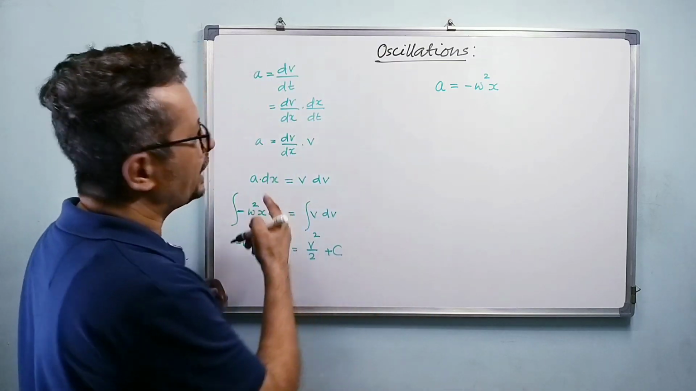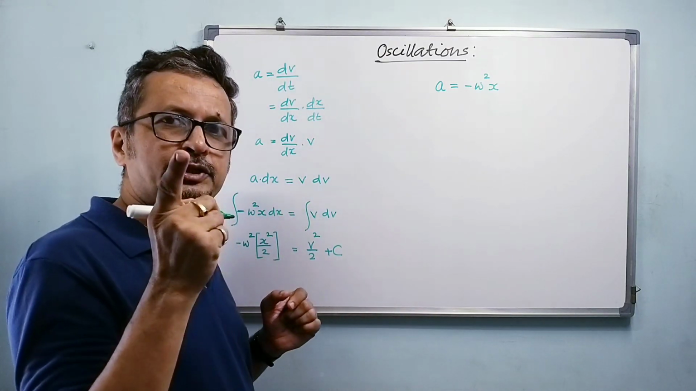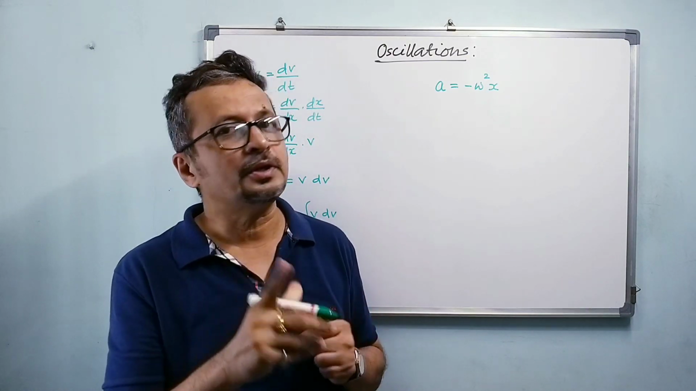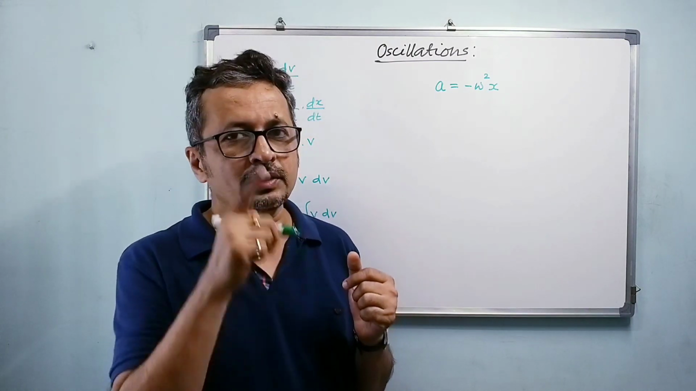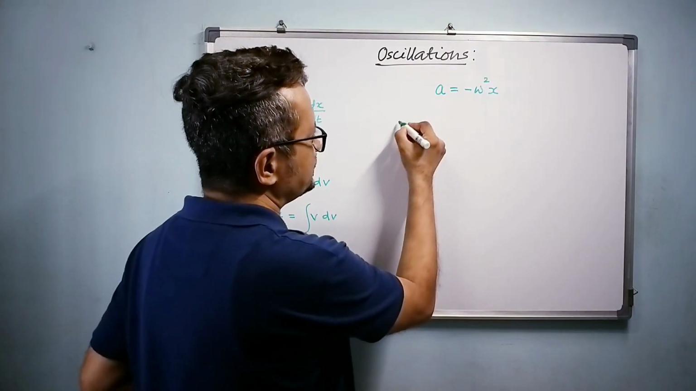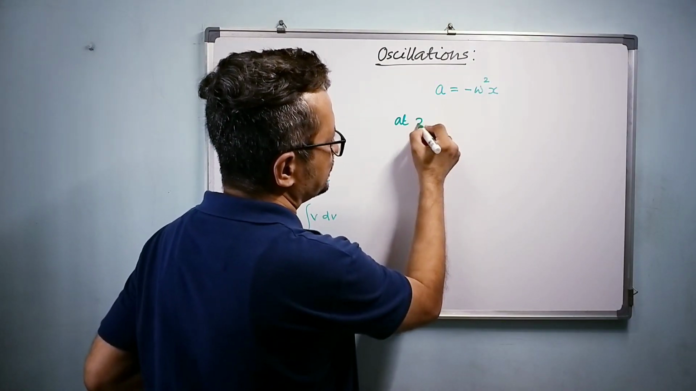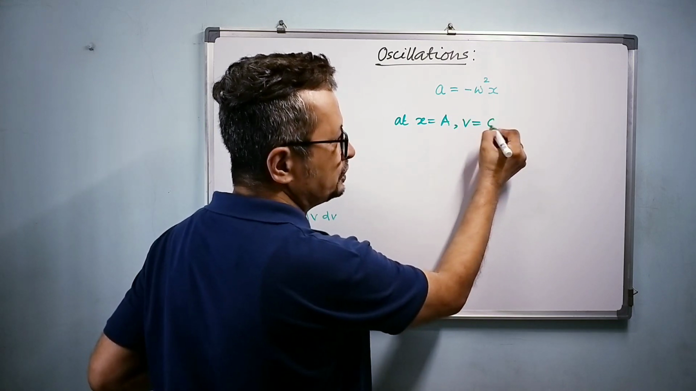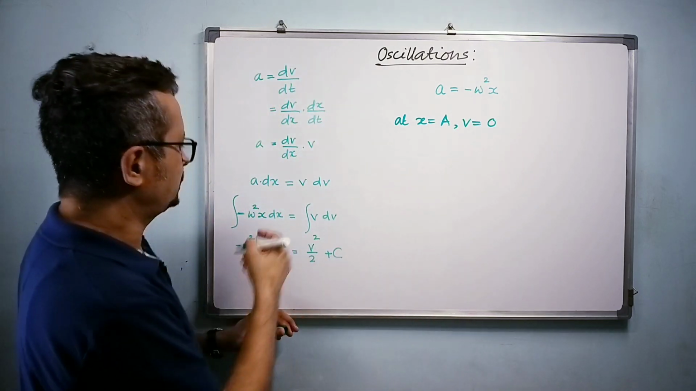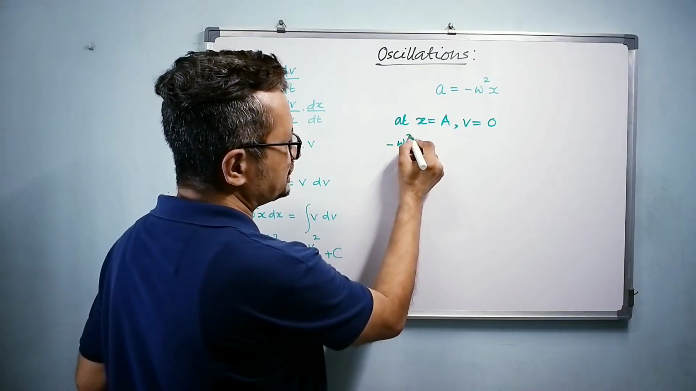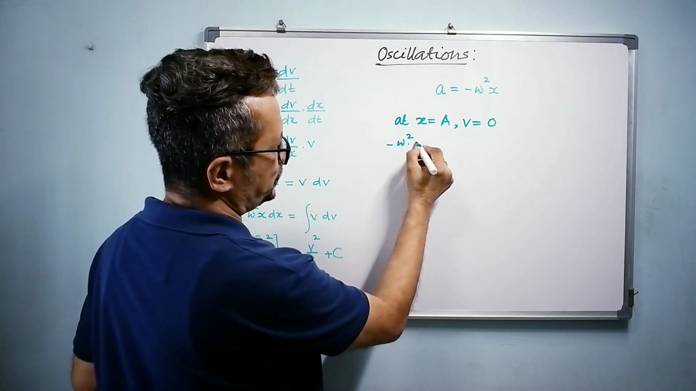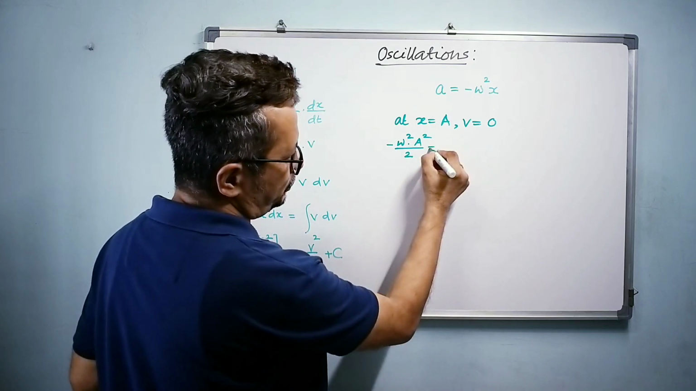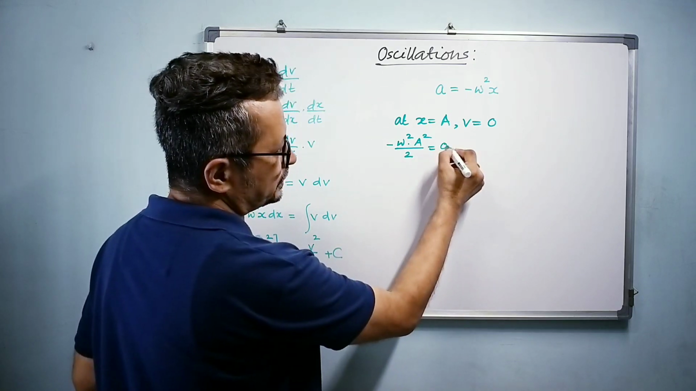And what is my extreme position? Is it not the amplitude? When my displacement is equal to amplitude, my velocity is equal to zero. So at x equal to a, that is amplitude, my velocity is equal to 0. So let us put it here: minus omega square into a square upon 2 is equal to 0 plus c.